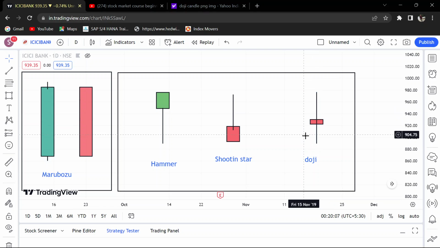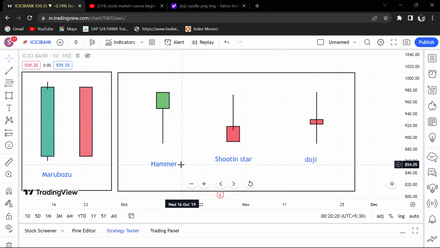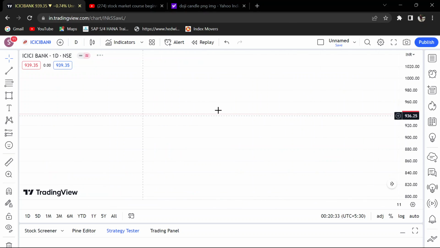This candlestick is generally formed at trend reversals. That means we will discuss the trends after this so that you can understand better there. Okay, so let's check this hammer, shooting star and doji in the chart once so that it will be easier.